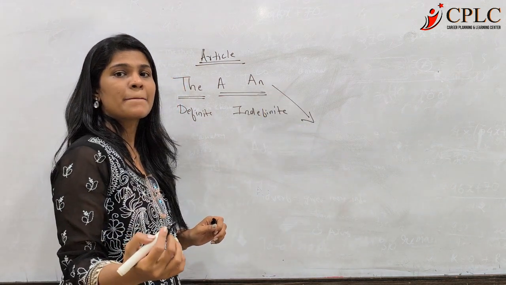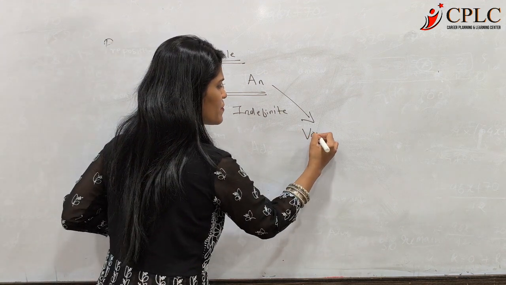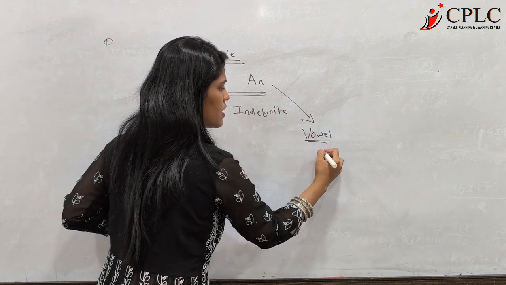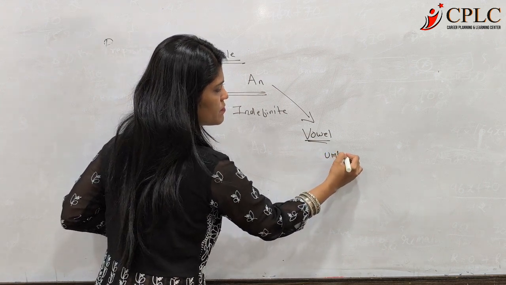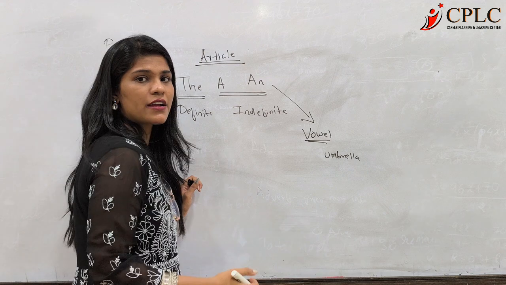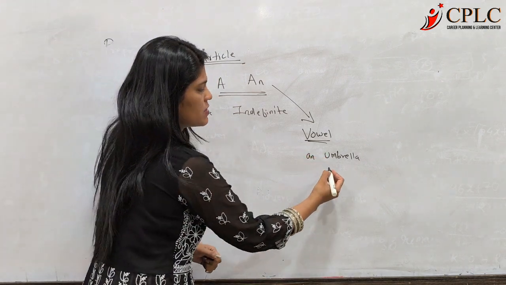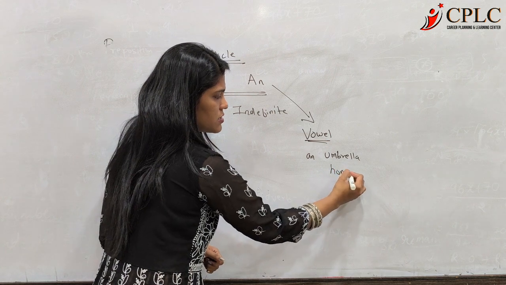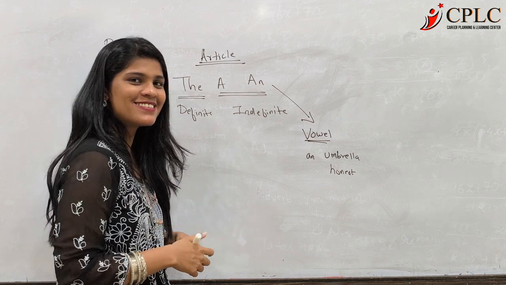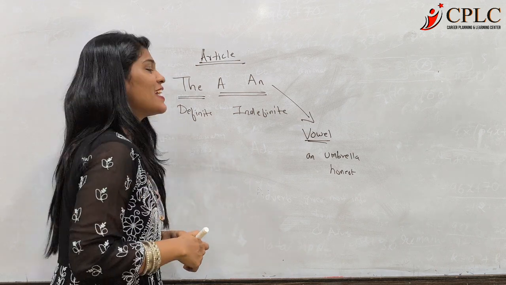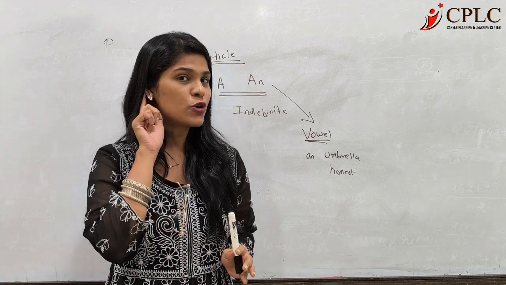And when is an used? Before a vowel. Are you sure it's before a vowel? Okay, so umbrella. What is it? An umbrella. Because that's a vowel. Okay, honest, is it a vowel? No. So why before a vowel? It is not used before a vowel, it is used before the sound of a vowel.